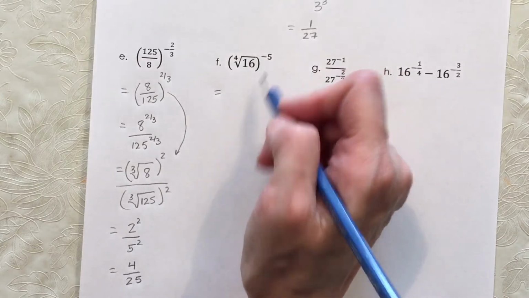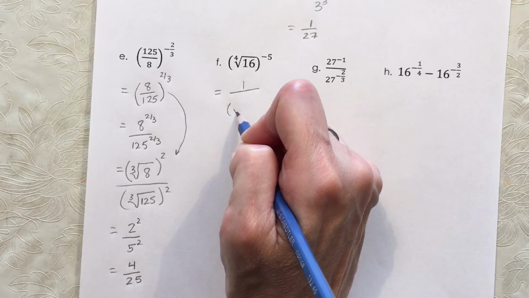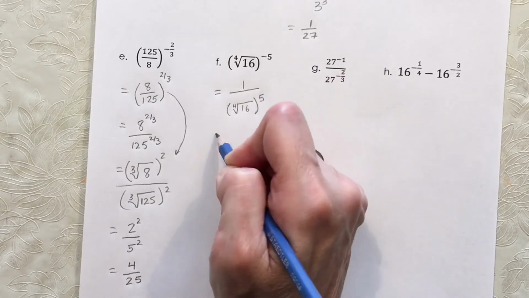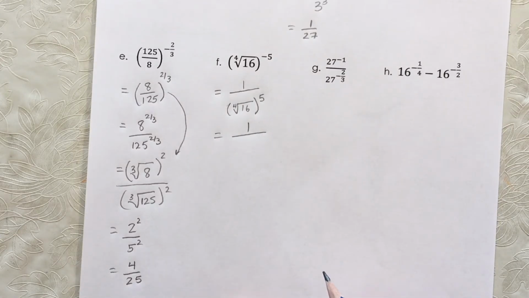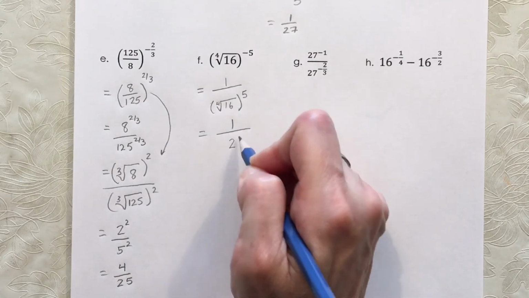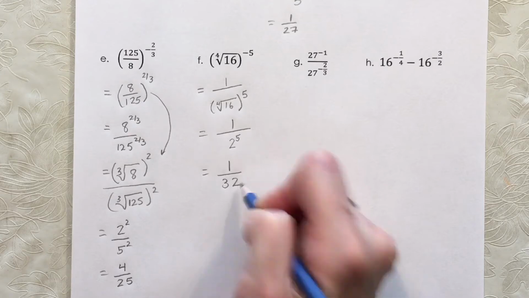So we've got a negative exponent, so I'm going to do 1 over the 4th root of 16 to the positive 5. Evaluate the root first, so the 4th root of 16 is 2 to the positive 5, so it's 1 over 32.